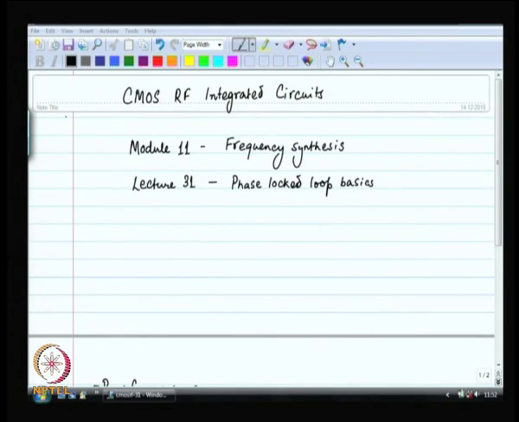So, we are now in the 11th module and we will be discussing frequency synthesis. As part of today's lecture, we are going to talk about phase locked loop basics.